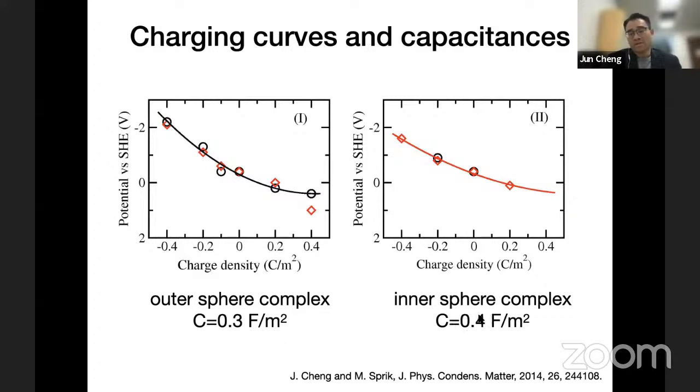So for different complexes, outer or inner sphere complex, we can see slightly different capacitances. It's more or less understandable because the inner sphere complex will get the cation, the ions, closer to the surface, right? Then if you think of the double layer as a capacitor, the separation of the two planes is small, then you would have a higher capacitance, more or less as you expect. But you can still see it's not entirely linear, slightly curved. So the capacitance is really not a constant.